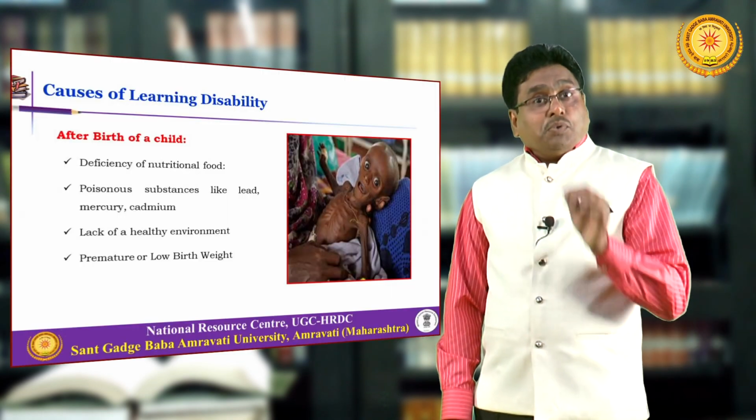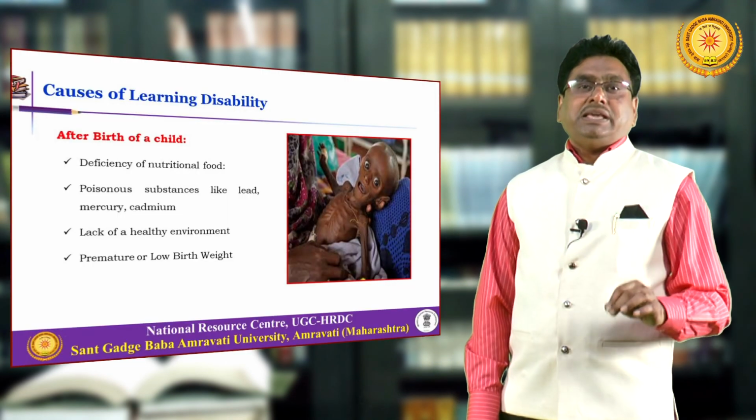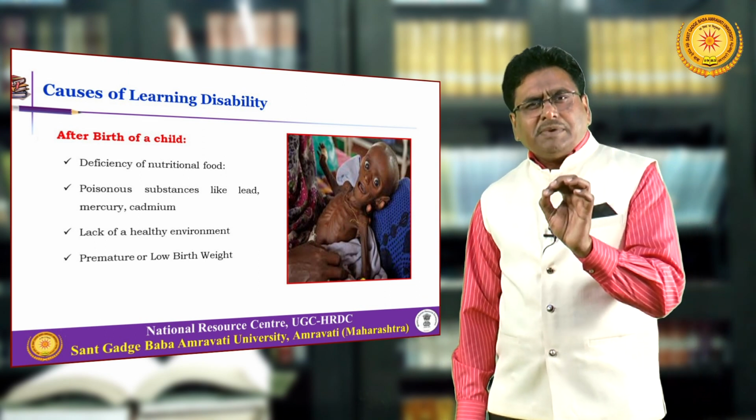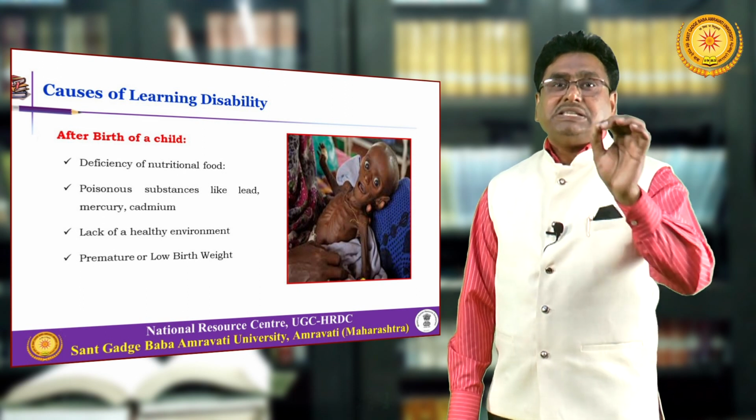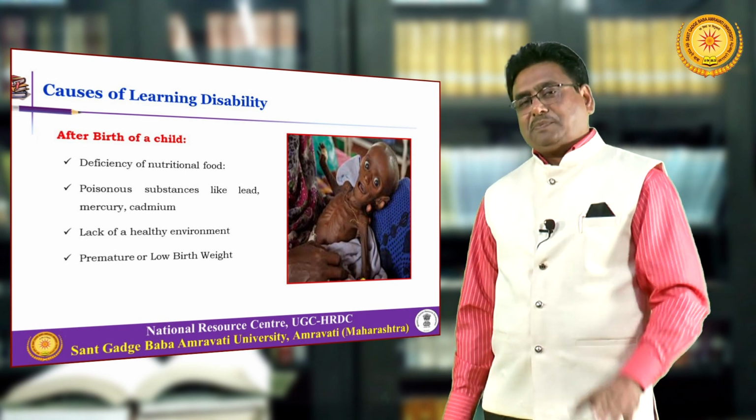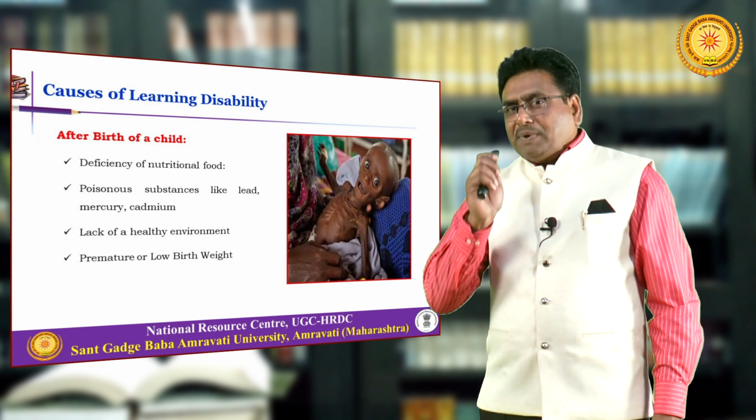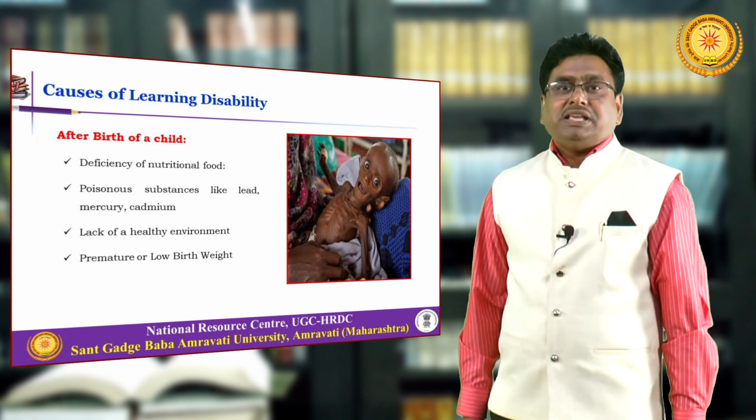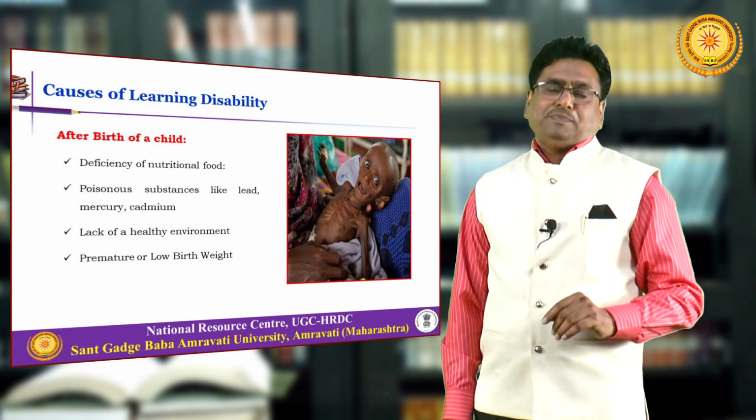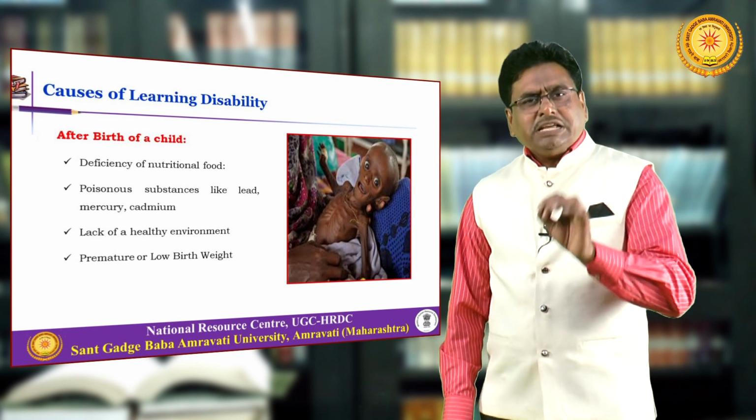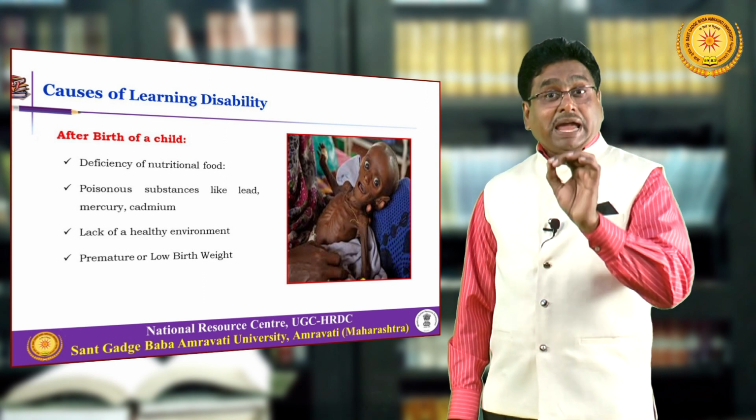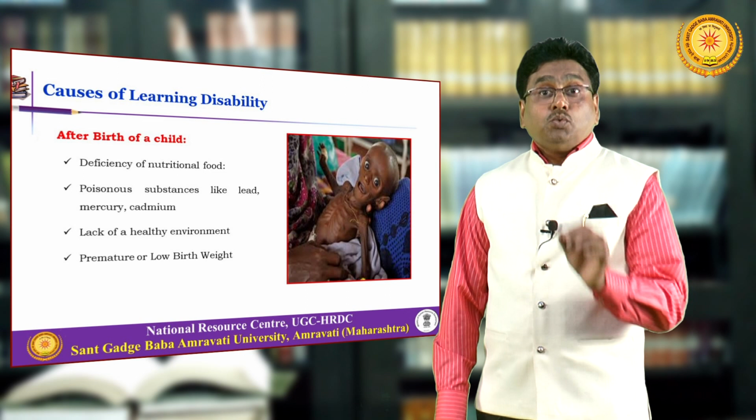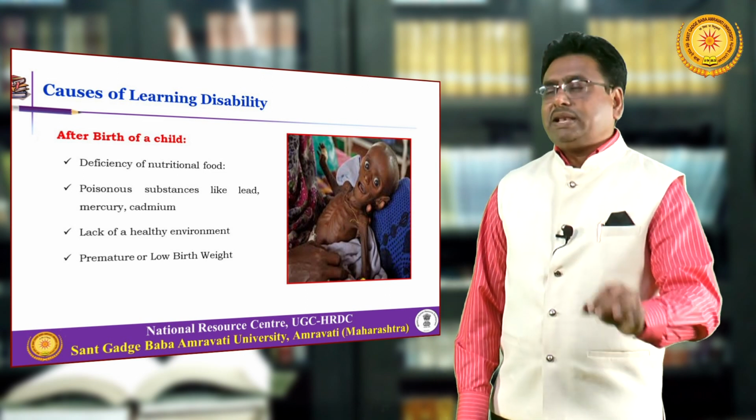Now the fifth cause of learning disability is after birth of a child. The learning disability may be caused by deficiency of nutritional food. Improper nutrition and malnutrition lead to learning disabilities in the newly born child. Therefore, rich food along with vitamins and minerals are to be given to the mother and young babies to prevent the complications of learning disorders.